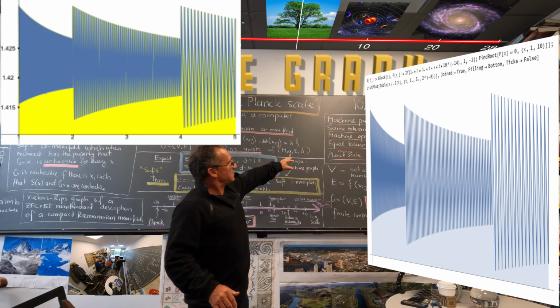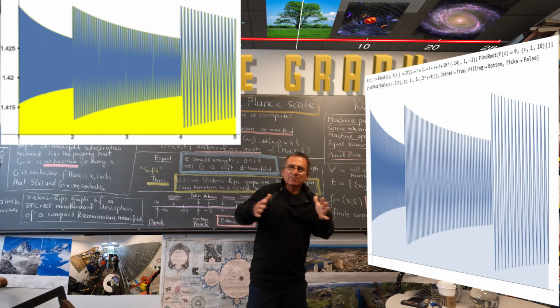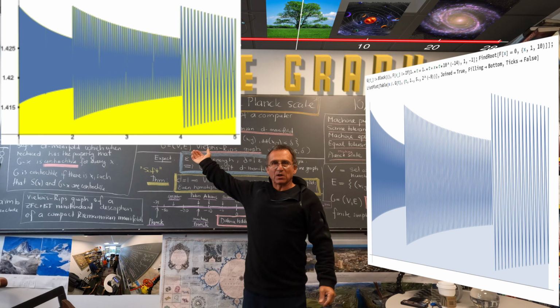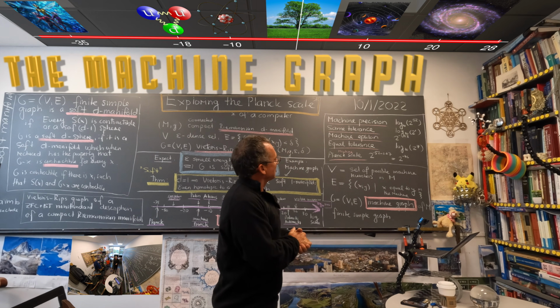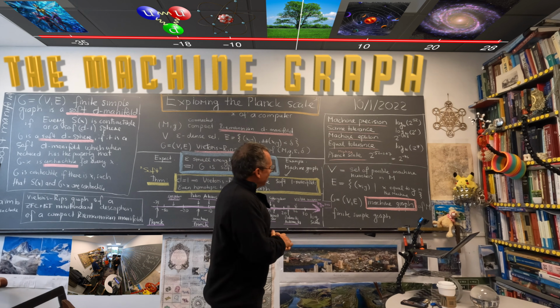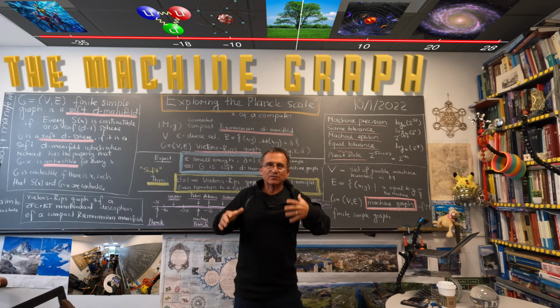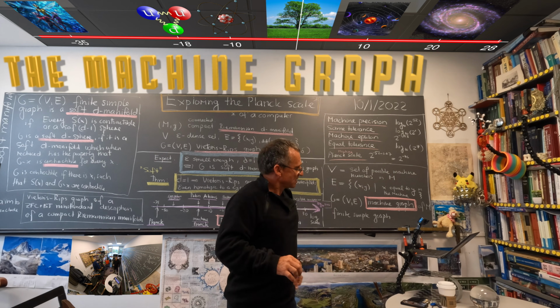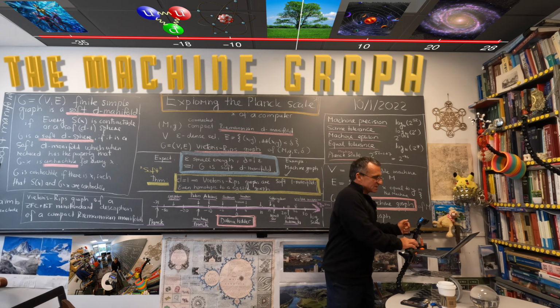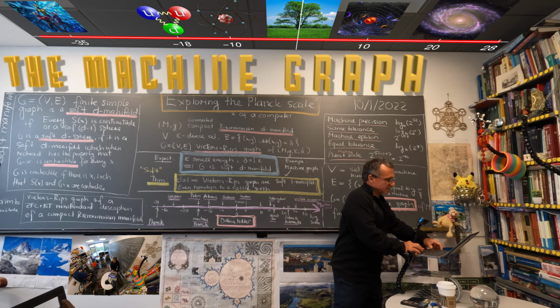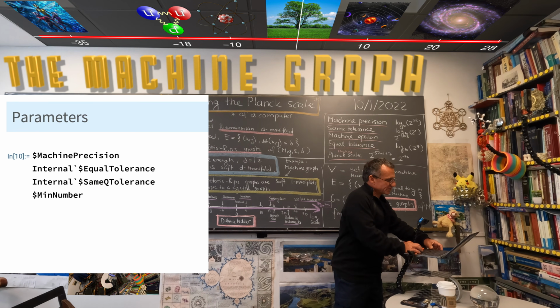Not exactly, but it's close to that number. And I plotted that, and we see here the plot of this graph. There are two things I want to do. I want to first of all also show you these parameters which are in Mathematica. You can actually look at these parameters here.